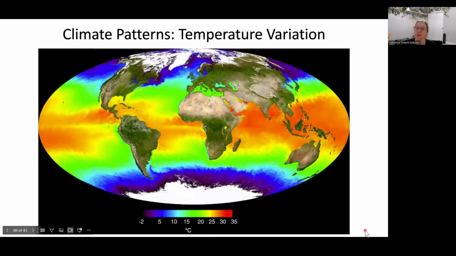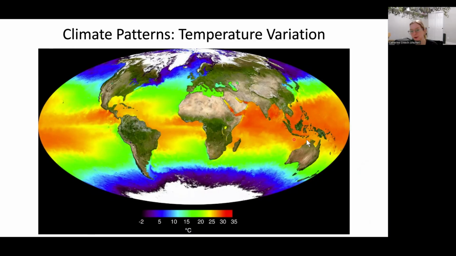We can see this if we look at a map of temperatures on Earth. Here we have up to 35 degrees Celsius, and then here we have really cold, -2 degrees Celsius. So all of this here is the equator.